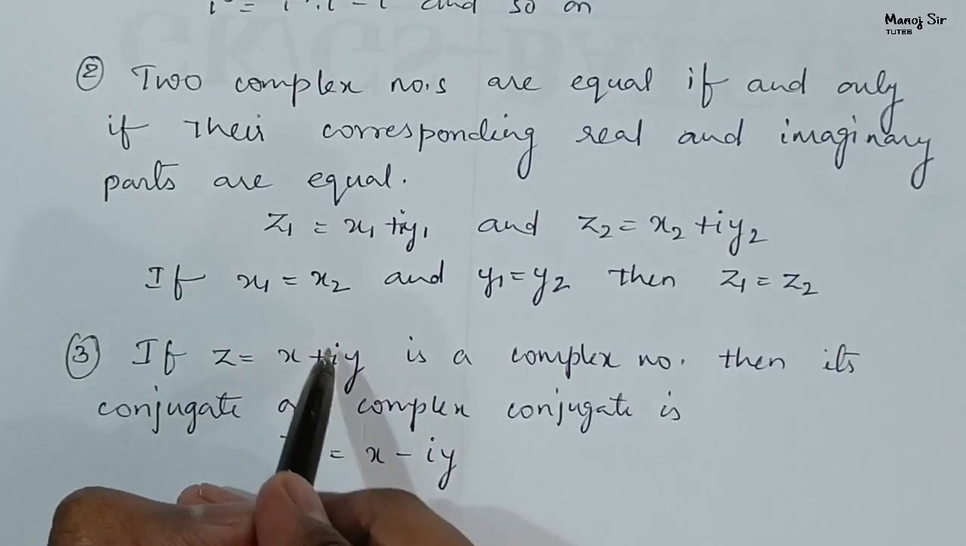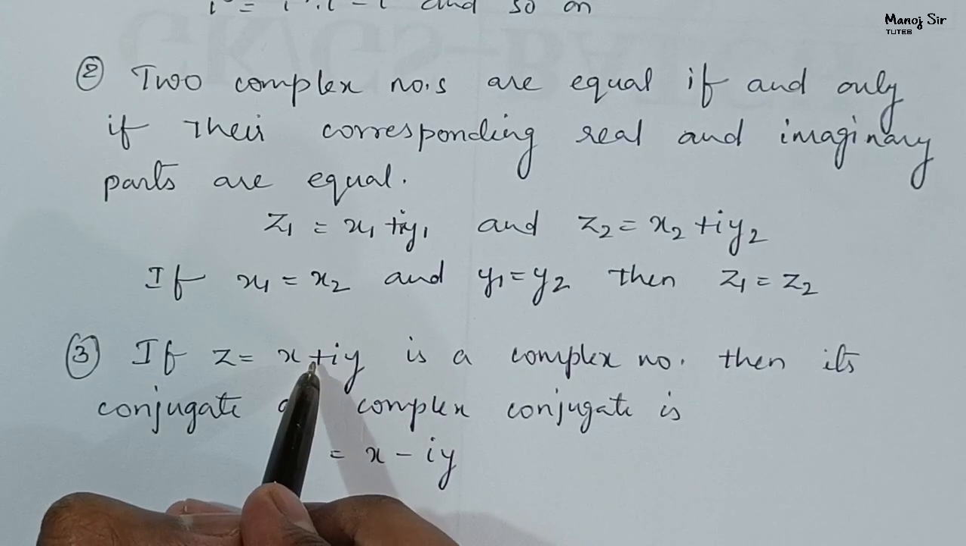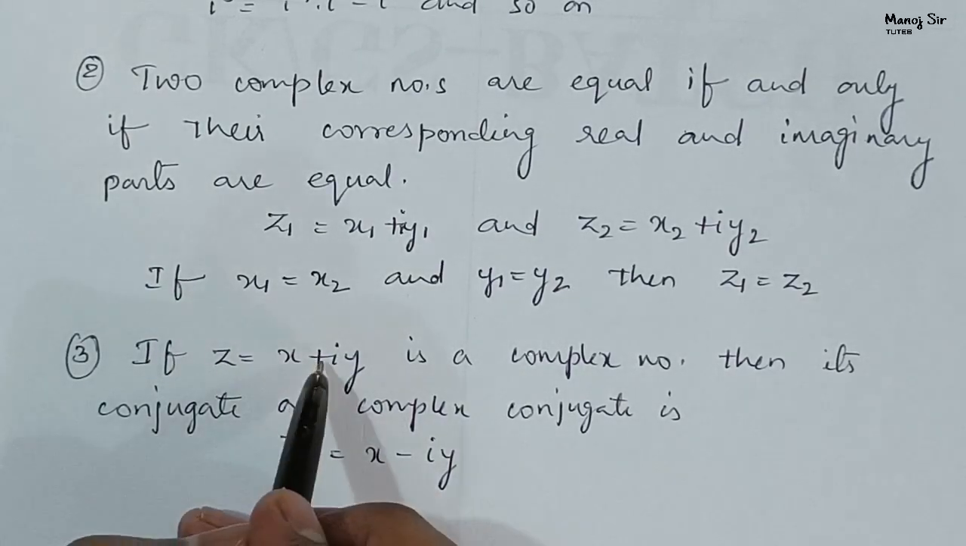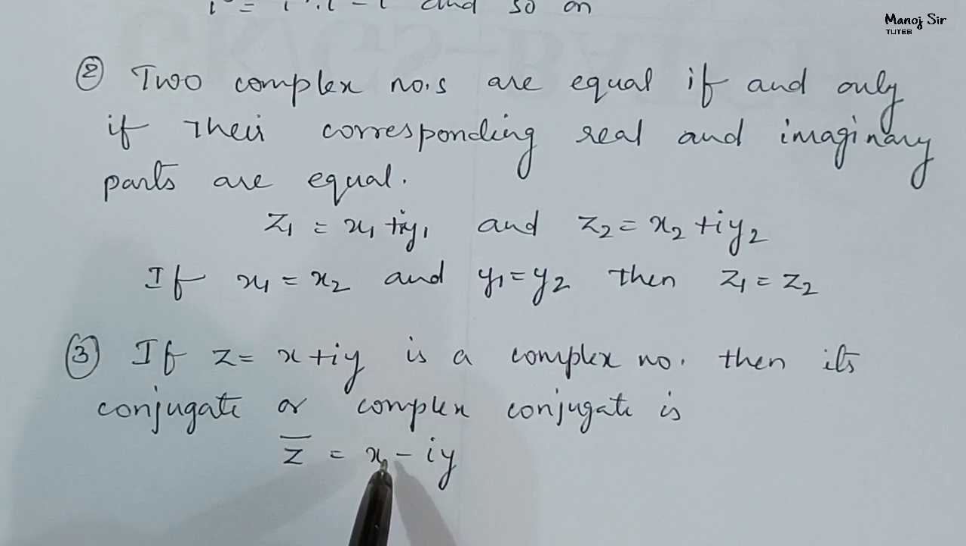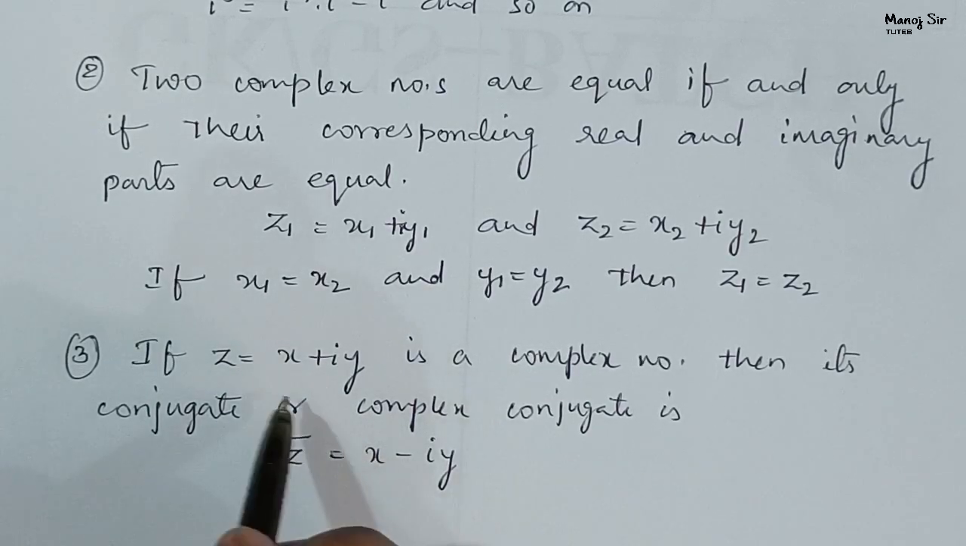You have to change the sign of this. If it is positive, then write negative. If it is negative, then write positive. By this way, you can write the complex conjugate of any complex number.